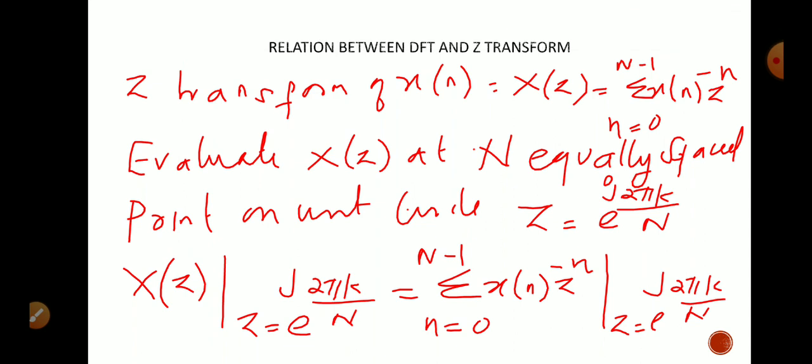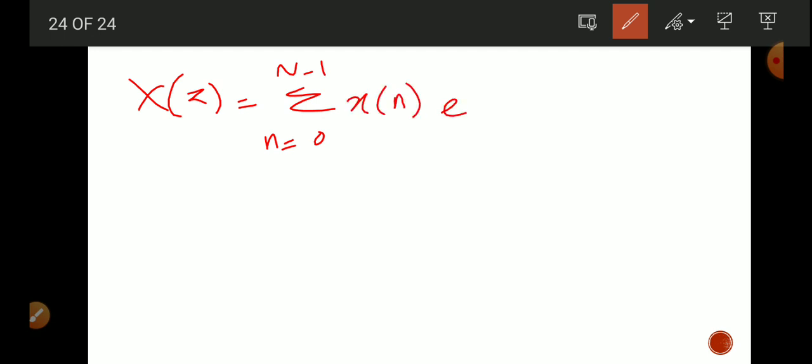In the next step, we are going to substitute the value of z in X(z). Then the equation becomes X(z) equal to summation n=0 to N minus 1 x(n) into e raised to minus j 2 pi nk whole divided by N. We can write this equation as equation number 1. Here equation number 1 is the evaluation of the Z transform at equally spaced points on the unit circle.